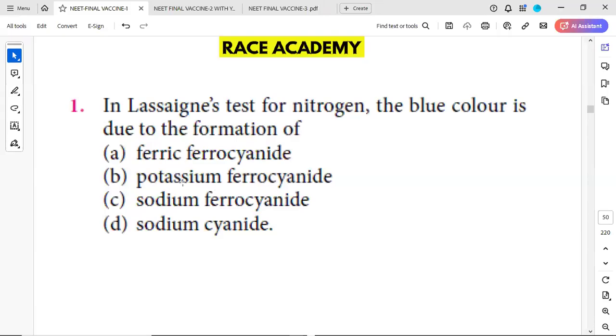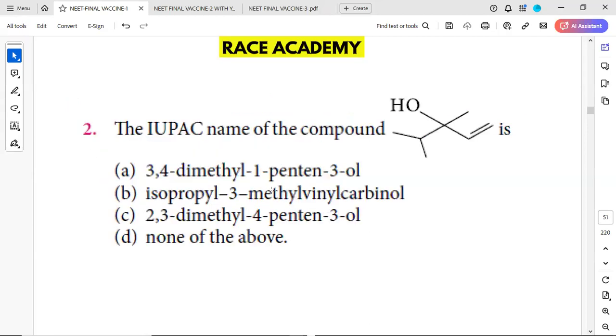Okay, now what we got is very clear, that we have found ferric ferrocyanide. A option is the right option for this question. Next question. The IUPAC name of the compound given is like this, and there are different options we have.